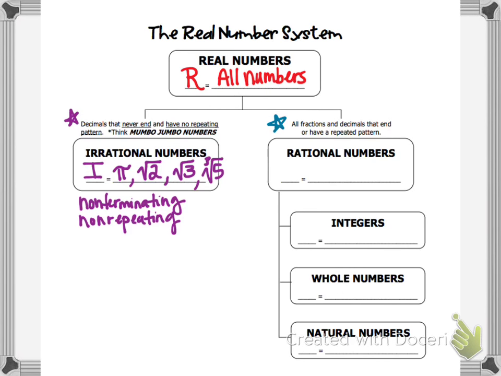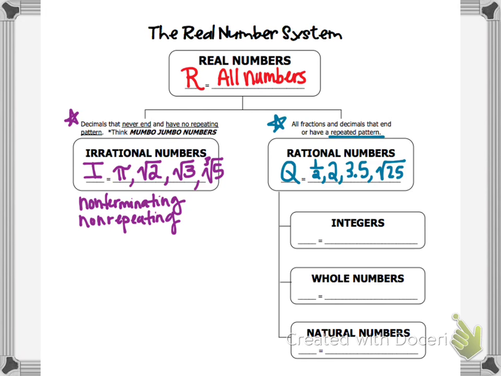All fractions and decimals that end or have a repeated pattern are considered rational numbers. Okay, so remember, if it is just an integer like 2, I can write that as a fraction by doing 2 over 1. Now, we've already used an R for real numbers, so for rational numbers, we're going to use a Q. Okay, so rational numbers, some examples might be 1/2, 2, 3.5, the square root of 25, okay, because if you work out the square root of 25, you get 5, which is a rational number, okay?